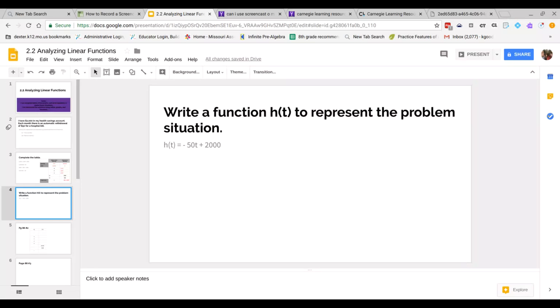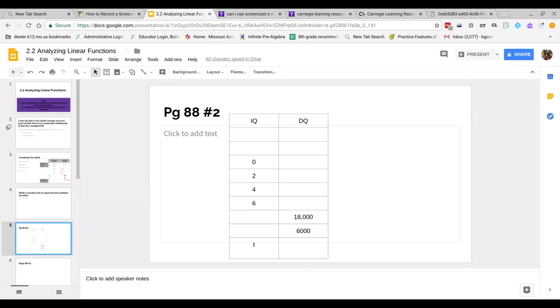The next thing you need to do is get out your book, and you need to turn to page 88, and we will read the scenario and we will complete the table on number 2. So you can pause the video so that way you can get out your book and follow along and complete the problem in your book.